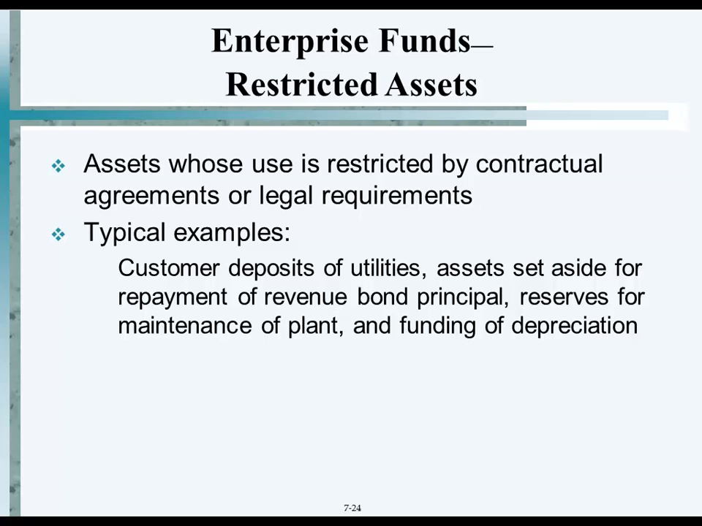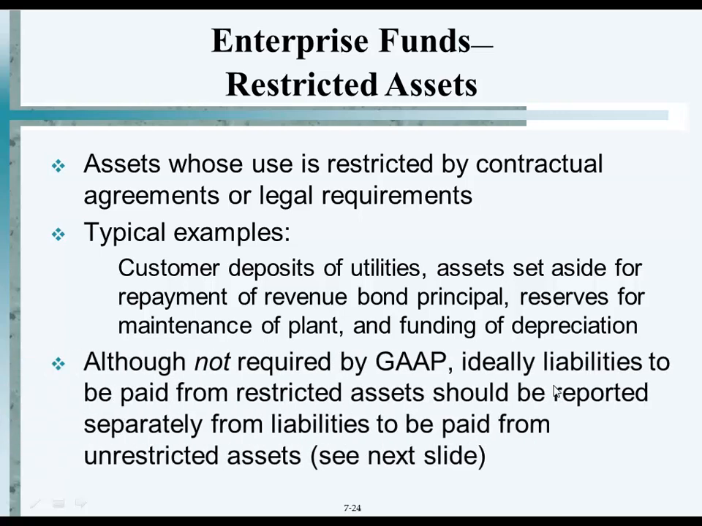So we have various examples from the simple ones such as amounts set aside for payment of bonds to maintenance of plants to the two examples that I mentioned to you. And basically what GAAP says is that you need to separate restricted from unrestricted assets and liabilities.